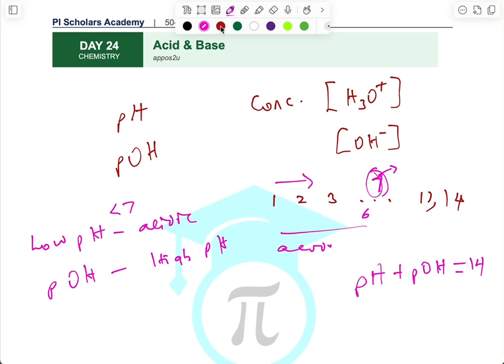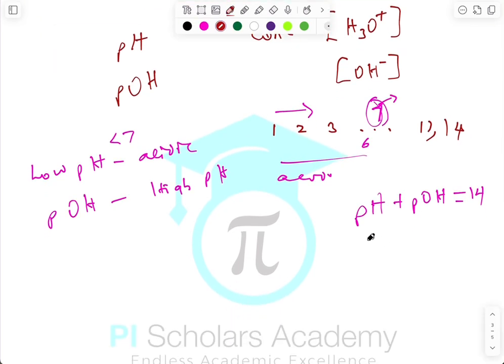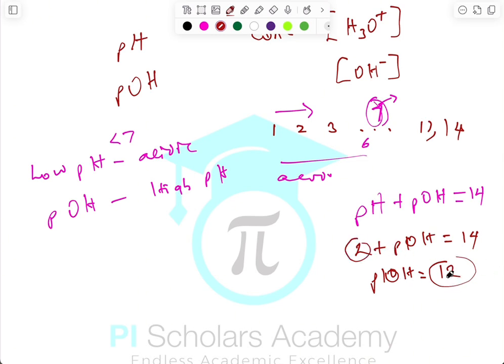So let's do a little bit of calculation. If I have a low pH, let's say 2, then 2 plus pOH equals what? 14. According to what I've explained earlier, low pH means acidic. So therefore, pOH in this case will be 14 minus 2, which is 12. And so if you have this pOH of 12, it corresponds with the low pH of 2. So therefore, this substance is acidic.